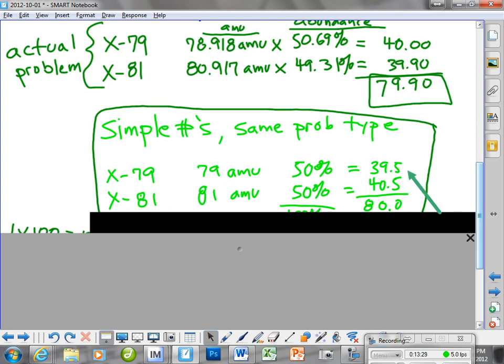But the point is that 50% of the isotope 79 accounts for 39.5 AMUs of atom. Isotope 81 has 81 AMUs. If 50% of that represents 50% of all isotope 81 that's out there, that would be 40.5.